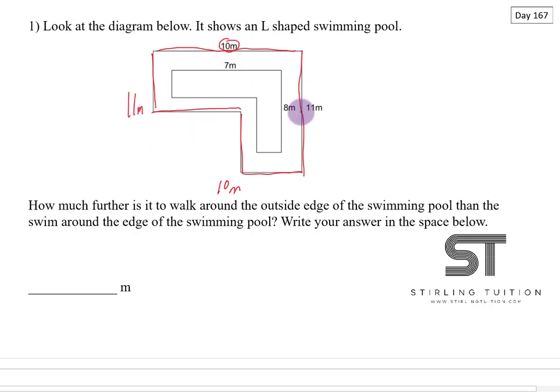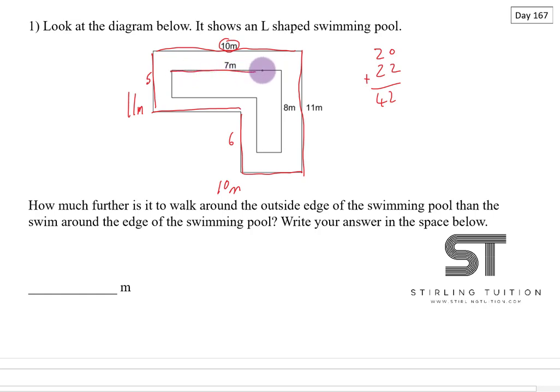So the perimeter of the outside would be 10 plus 10 plus 11 plus 11. So 10 plus 10 is 20, 11 plus 11 is 22, so the perimeter would be 42. Another way you could do this is you could actually give these figures. For example, you could give this a 6, you could give this a 5, but in reality it doesn't actually matter because these two are always going to add up to make the same as this. And it's the same for the inside of the swimming pool as well.